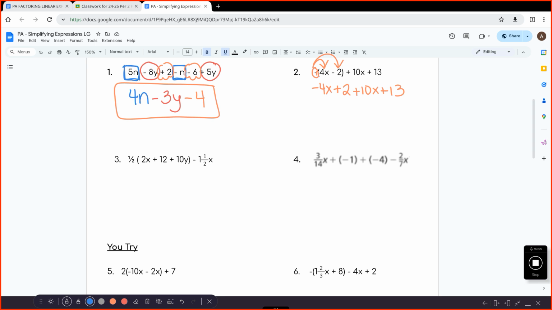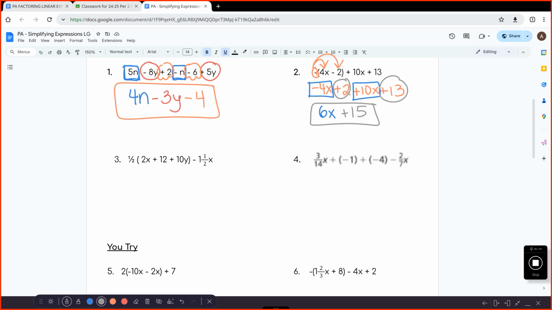Okay, next I want you to combine your like terms. So we have a negative 4x that's like terms with a positive 10x. Negative 4x plus 10x gets you 6x. Then we have here positive 2 plus 13 will get you positive 15. All right, so your final answer here would be 6x plus 15.